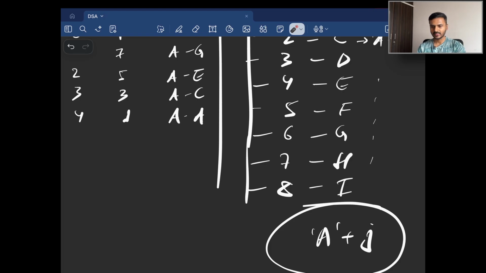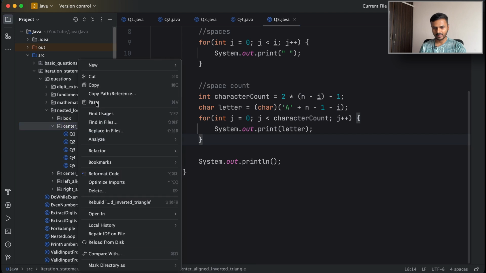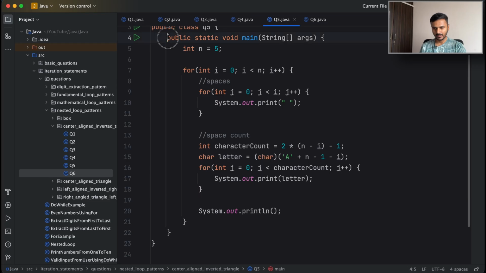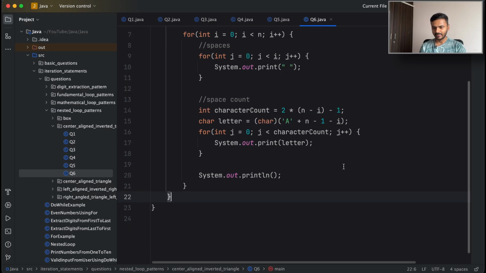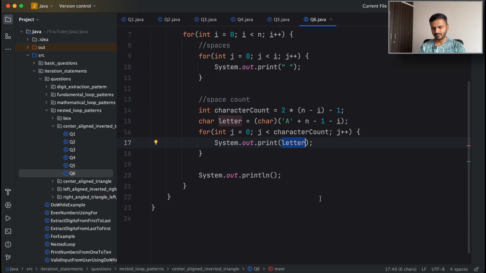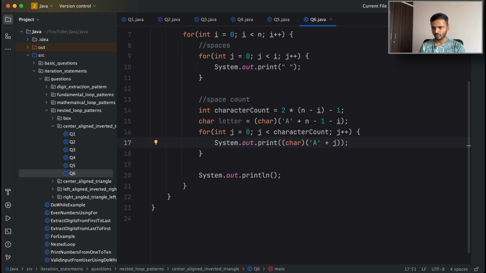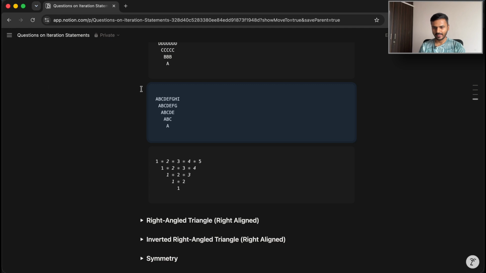So with all of this discussed, let's come back here to IntelliJ and let me create a new Java class. Let's call it Q6. Let's copy the main method from here and paste it here. Now, on the basis of whatever we had discussed, we will have to print A plus J, right? So instead of printing letter, we would say A plus J. And this would need to be typecasted to char, right? So if I run the code now, what do we get? Well, this is what we get, which is exactly what we needed.